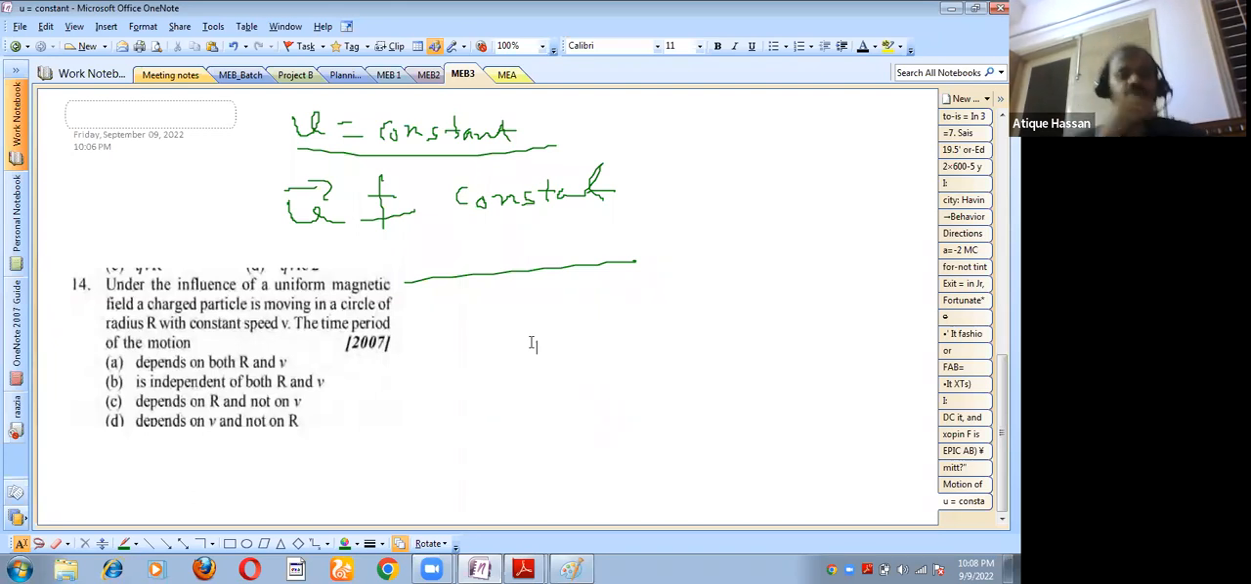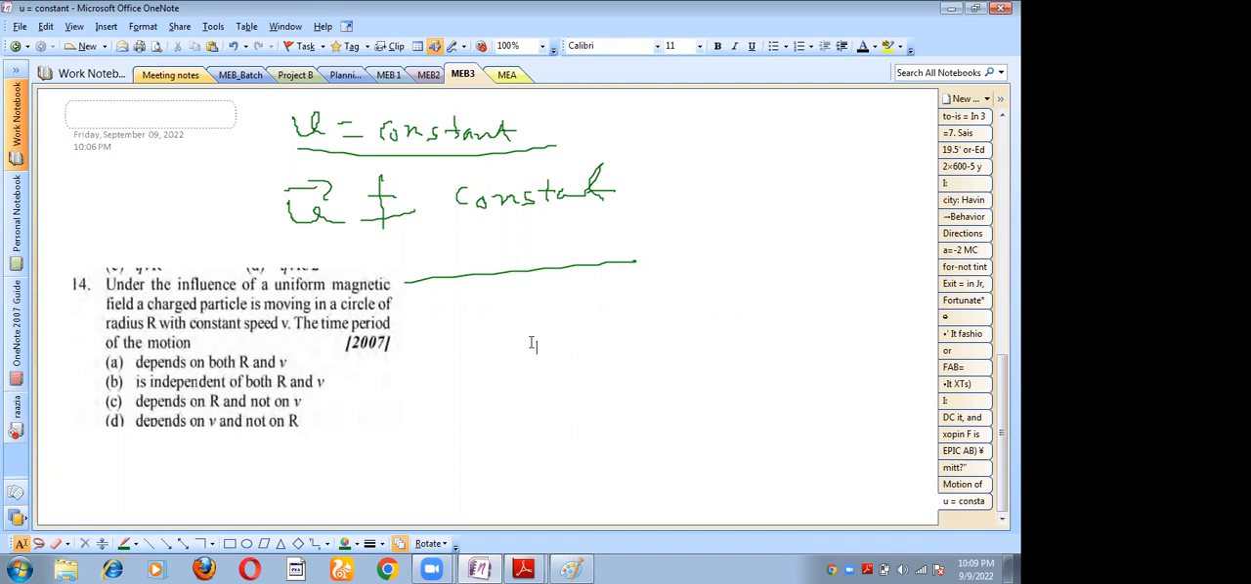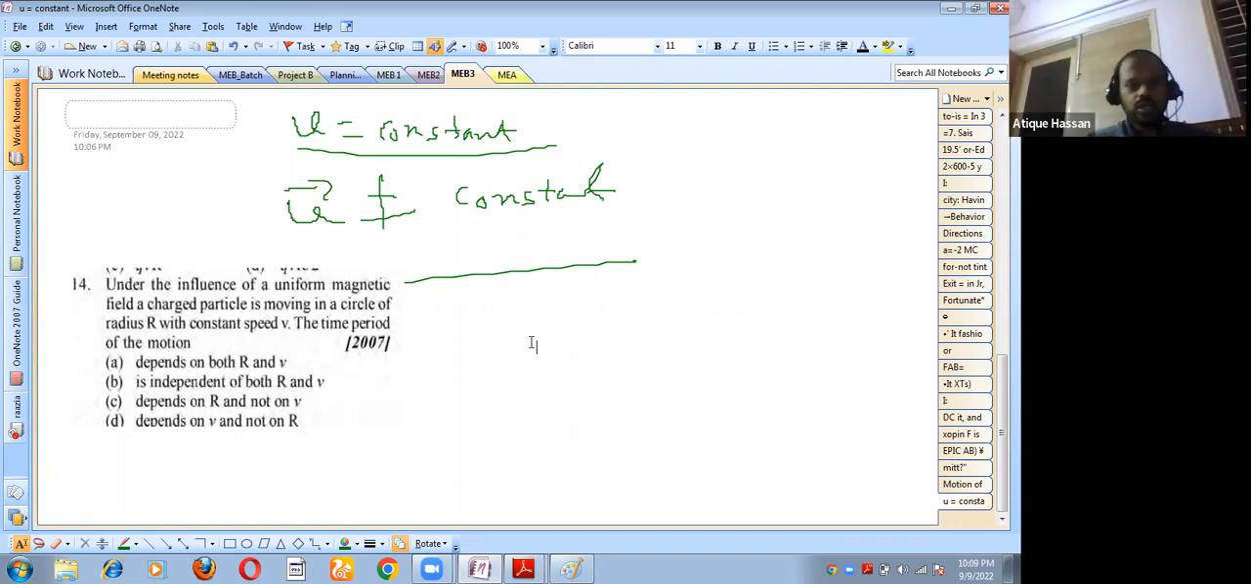It says, under the influence of uniform magnetic field, a charged particle is moving in a circle of radius r with constant speed v. The time period of the motion... It's a very easy question. Why are all of you taking time in this question? Sir, option A. Option A, depends on both R and V.